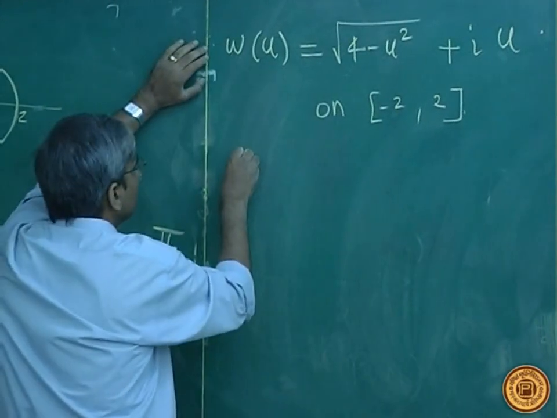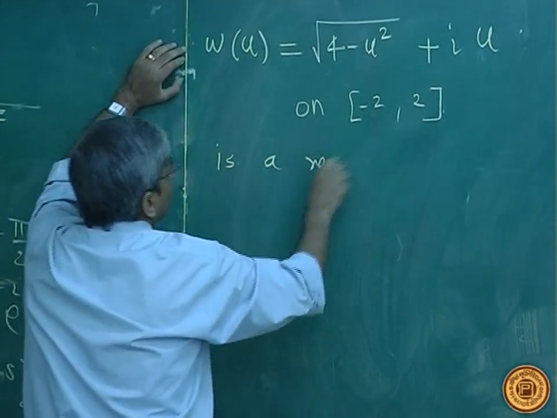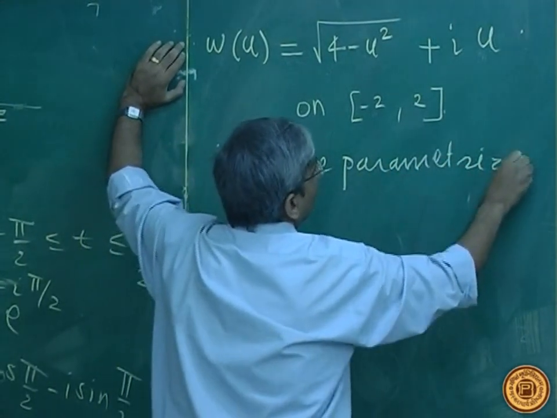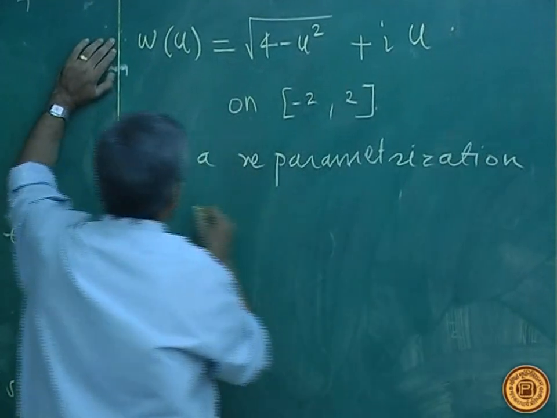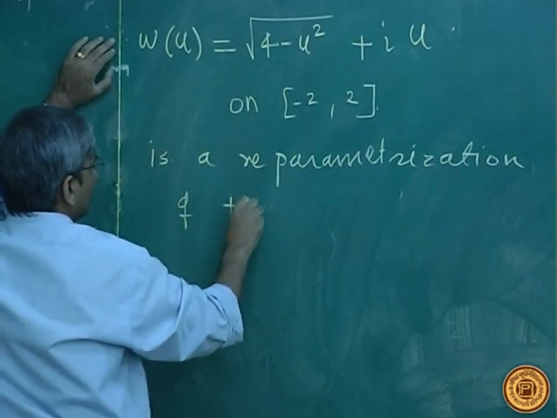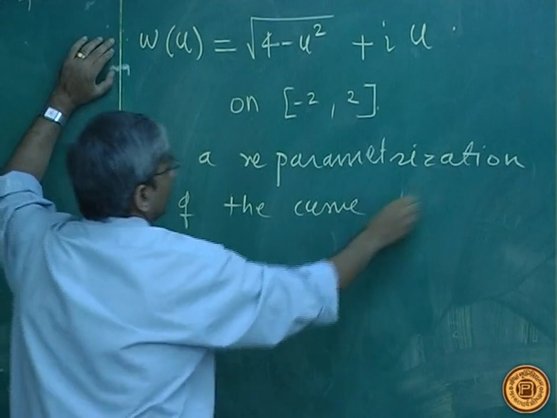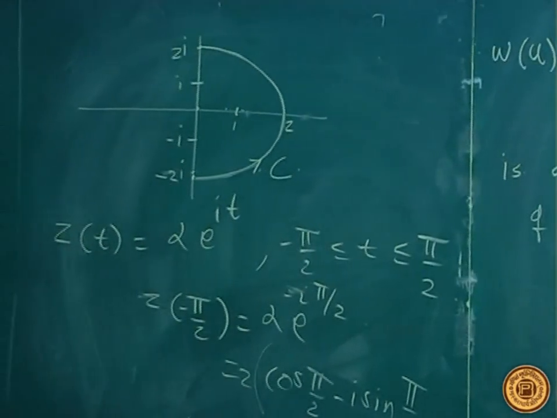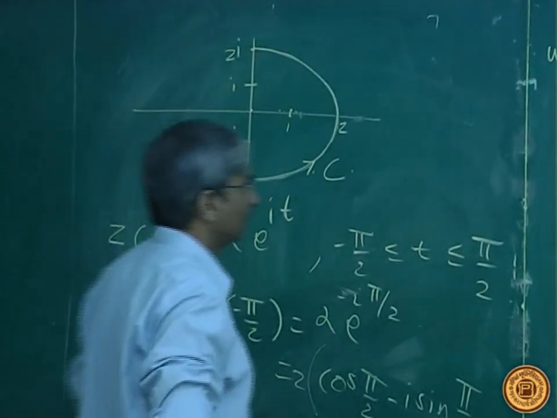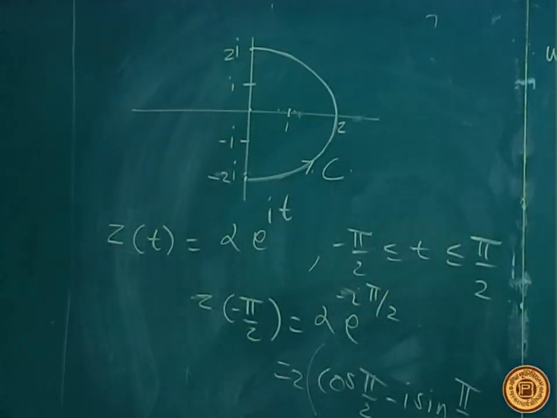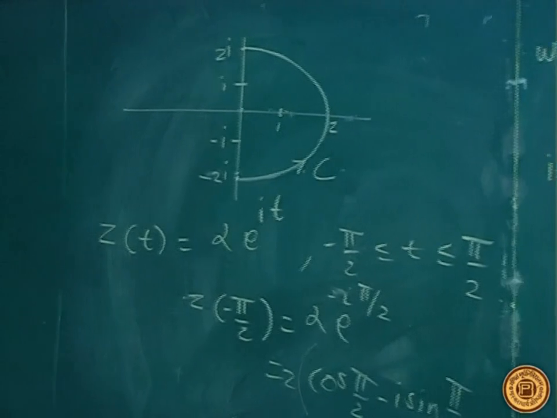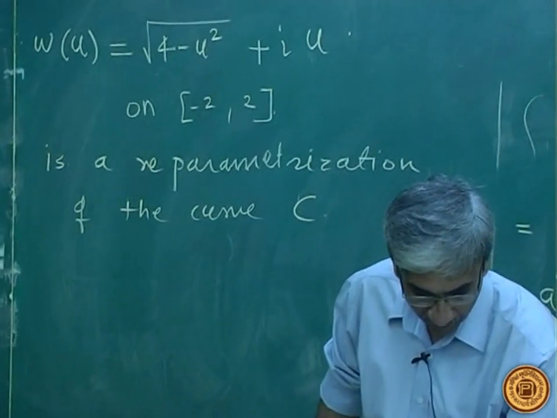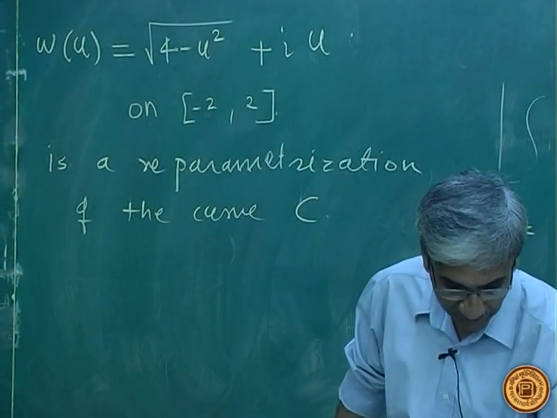So this is a reparameterization of the curve C. Okay. Now actually it is given there that in fact the function phi u equal to tan inverse u upon root 4 minus u square gives a reparameterization.